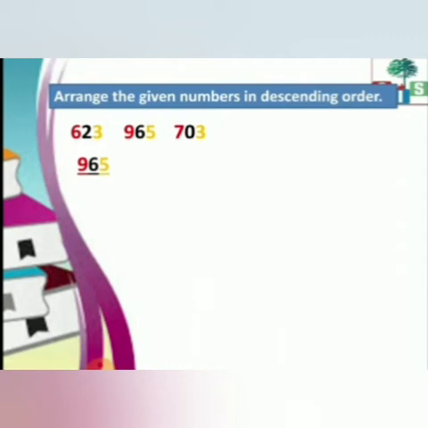Now we have to find the bigger number from the two numbers left. One is 623, another one is 703. So which is the bigger number? 703. Okay. Now the smallest number will be left. We have written 965. We have written 703. So the smallest number is 623. Now let's see another example.